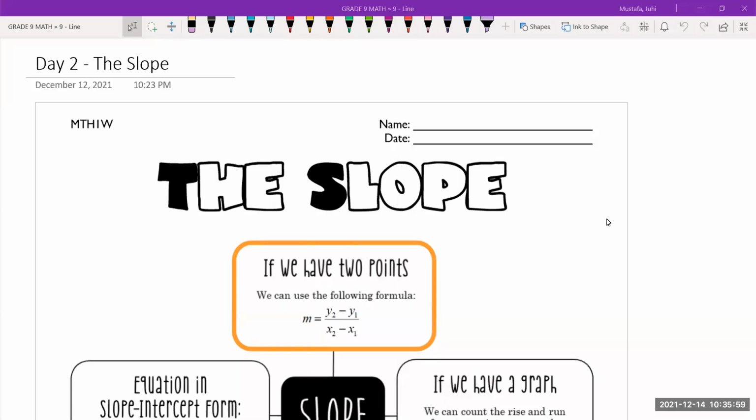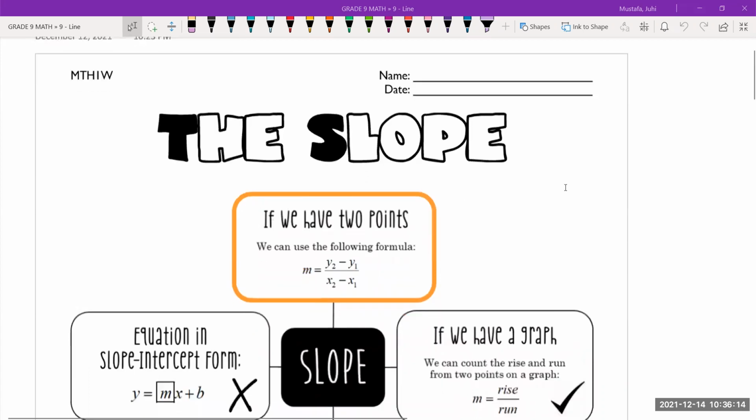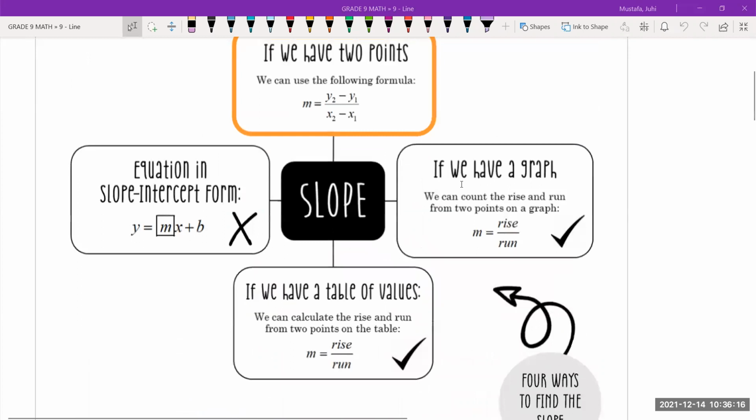So for our second lesson today, we're going to continue talking about the slope, which we were introduced to last class. And we recognized the slope is the steepness of a line, right? And we were talking about which hill do you want to toboggan on, which roller coaster do you want to go on, etc. So I made a little flow chart here just to show you how far we've come.